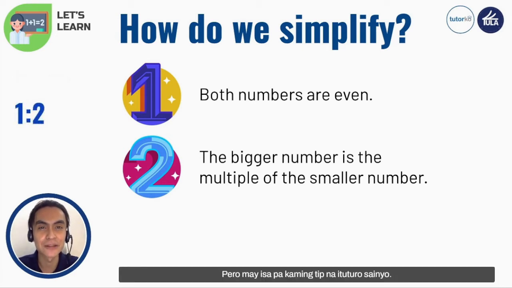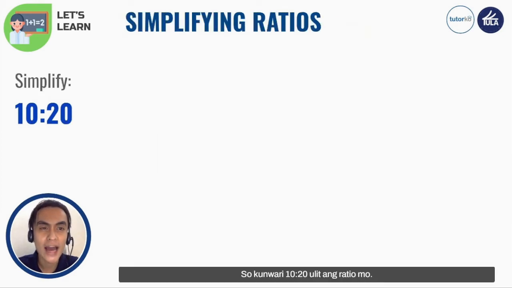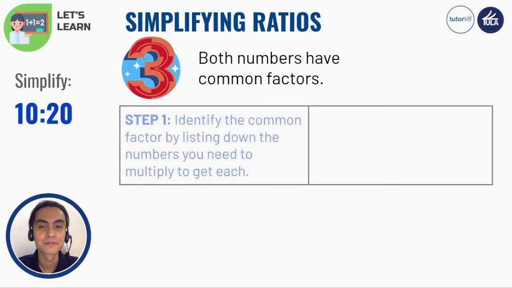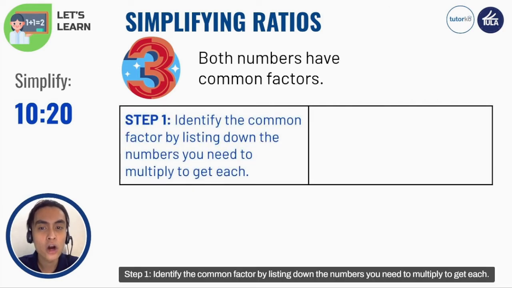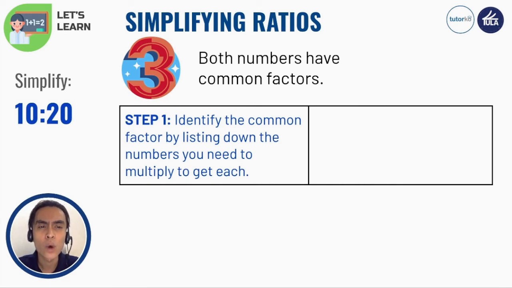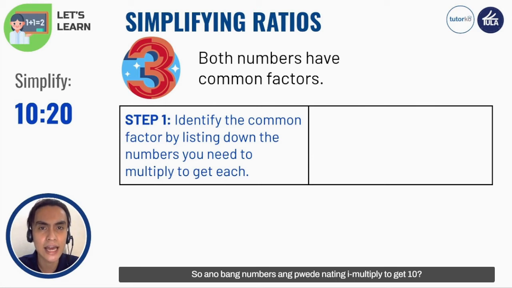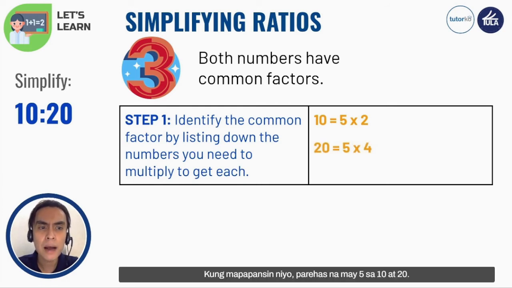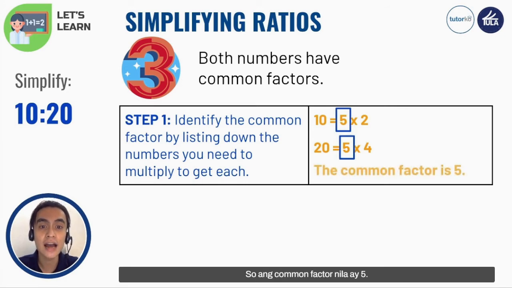Pero may isa pa kaming tip na ituturo sa inyo. So kunwari, 10:20 ulit ang ratio mo. Pwede kaya dito ang scenario number 3? Paano natin malalaman? Step 1. Identify the common factor by listing down the numbers you need to multiply to get each. So ano bang numbers ang pwede nating i-multiply to get 10? 5 times 2. What about 20? What numbers can we multiply to get 20? 5 times 4. Kung mapapansin nyo, parehas na may 5 sa 10 at 20. So, ang common factor nila ay 5.